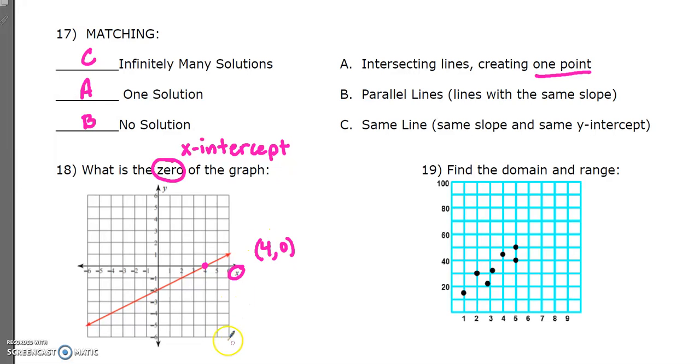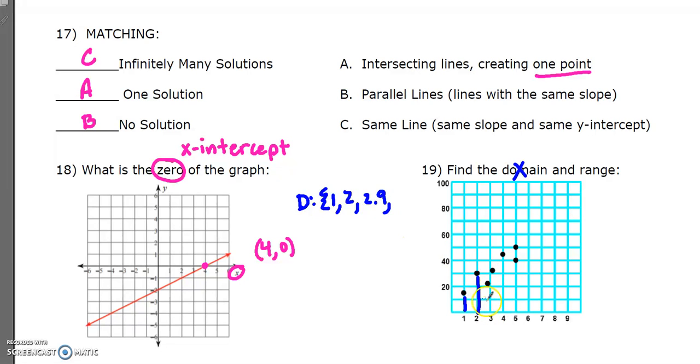On number 19, they are asking for the domain and range. Domain would be the x values. So let's start there. I'm going to list them, I guess, right here. My domain, if I just go down, this is 1 right here. This one is 2. This one is a little bit before 3, so I'm going to say 2.9.